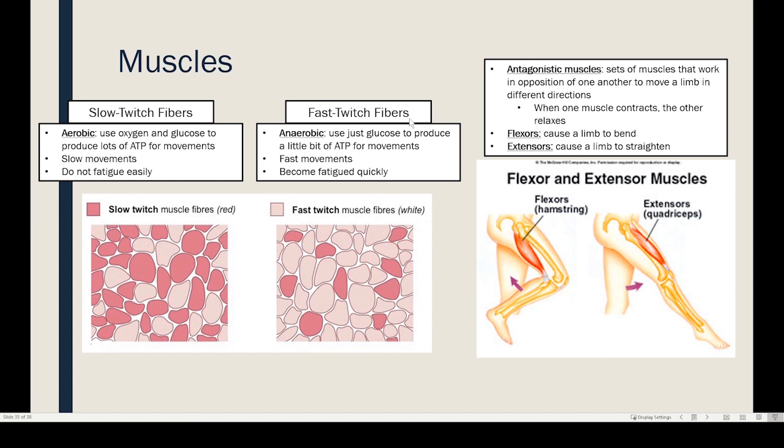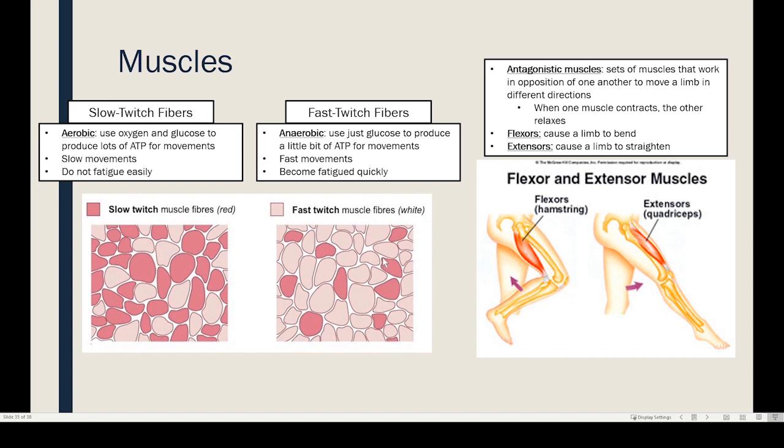And then the other type of fiber is called fast twitch fibers, and these are anaerobic. So these don't use oxygen to produce the energy that they need. They just use glucose in an anaerobic process, and so it doesn't create as much energy, which is why these fast twitch fibers would fatigue more easily. Basically, they run out of energy because using oxygen allows you to create more energy. So that's why these slow twitch fibers can last longer. But without oxygen, then you just don't have as much energy to keep going.